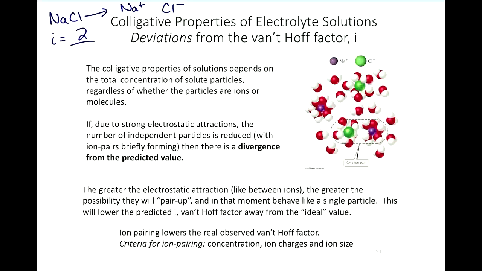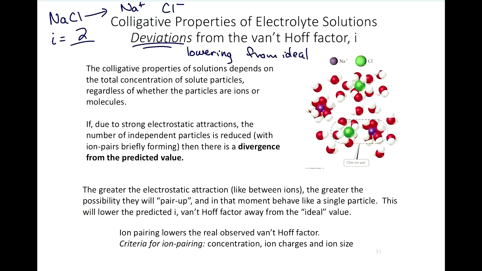So for a split second in time, the ions can pair up with one another, lowering the Van 't Hoff factor for a split second. But then they might separate again and still be free ions. And so that idea of ion pairing, that the ions can pair up in solution, even though it's still a strong electrolyte, they just might slightly pair up with one another, is what lowers the Van 't Hoff factor away from ideal. When we're talking about deviations of the Van 't Hoff factor, it's always going to be a lowering from ideal.